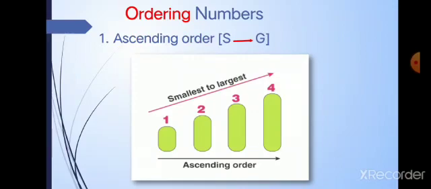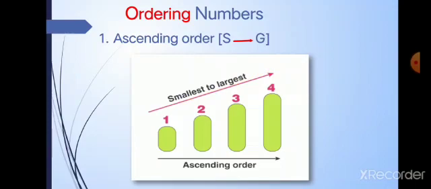Next topic is ordering numbers. When we talk about numbers, we have an order. For example, in counting, we start from 1: 1, 2, 3, 4 and so on. So this order from smallest number to the greatest number is ascending order.